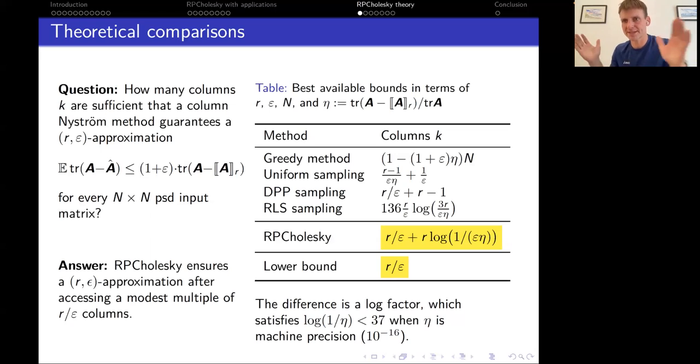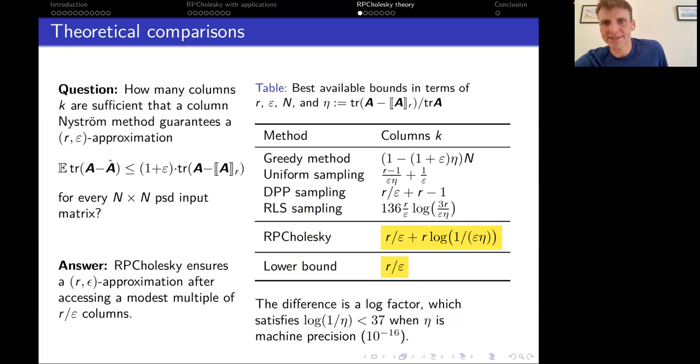So this is a worst case analysis, but we're going to average over the random choices in the algorithm. So this is going to be a bound that'll hold for any PSD matrix A, no matter how nefariously chosen. And it's going to show how well we do on average at approximating that matrix over the random choices of pivots. The answer is that RP Cholesky ensures a rank R epsilon approximation after accessing a modest multiple of R over epsilon columns. Modest multiple. Okay, what does that mean?